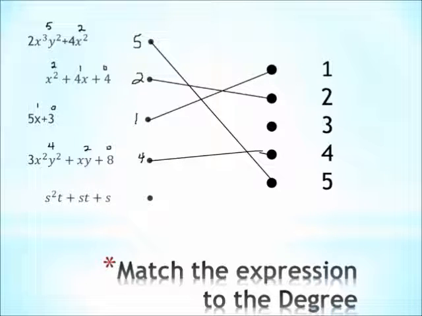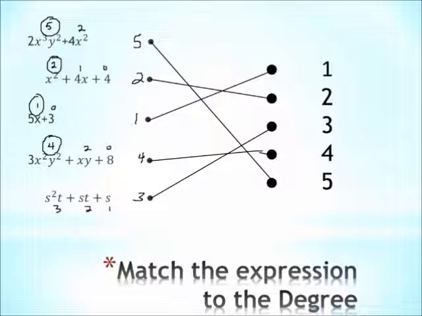Oops, something happened with that one. And then the last one would be a 3, 2, 1, so it'd be a 3. So just to quickly review as I draw this line, you're going to take the degree of each term and calculate it or find it. And then from there, you're going to decide which one is the highest of all of them. And then that's going to give you the degree of the expression.